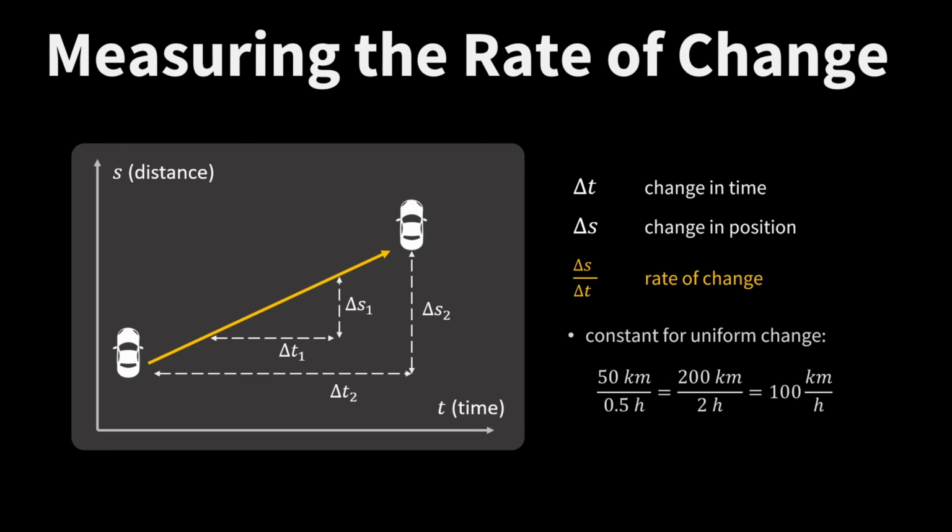This definition of the rate of change makes sense, because it's constant for a uniform rate of change. For instance, a car that travels 50 km in half an hour has the same speed as a car that travels 200 km in 2 hours. Both have a velocity of 100 km per hour. In this diagram, we can either choose delta t1 and delta s1 or delta t2 and delta s2 and always get the same rate of change.